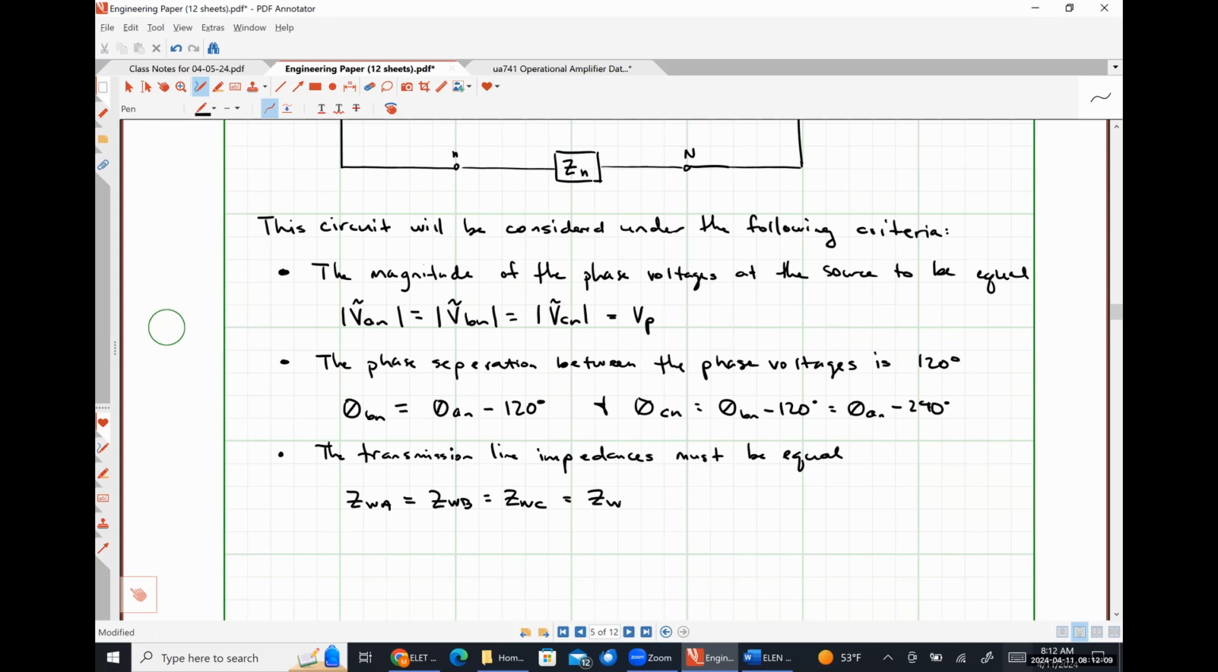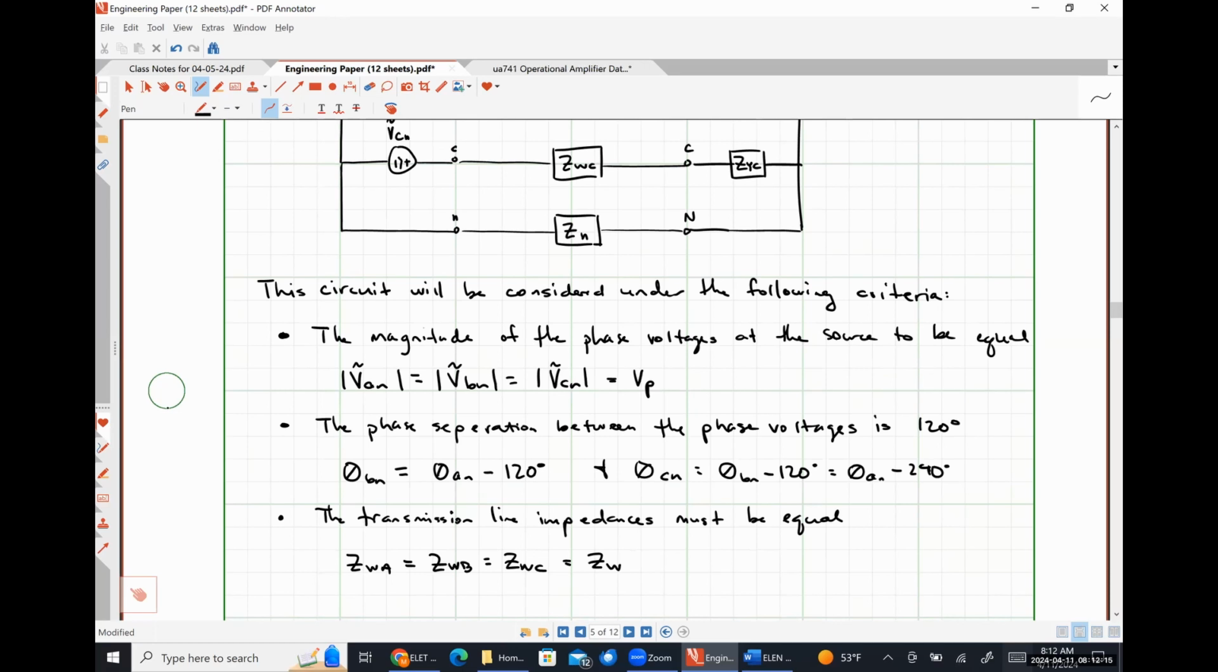Now, Colin mentioned, your name is Colin, right? Yeah. That I did not include the impedance ZN here. The neutral conductor does not have to be sized the same as any of our phase conductors. The reason for that will become obvious here in a moment when we look at a balanced system.